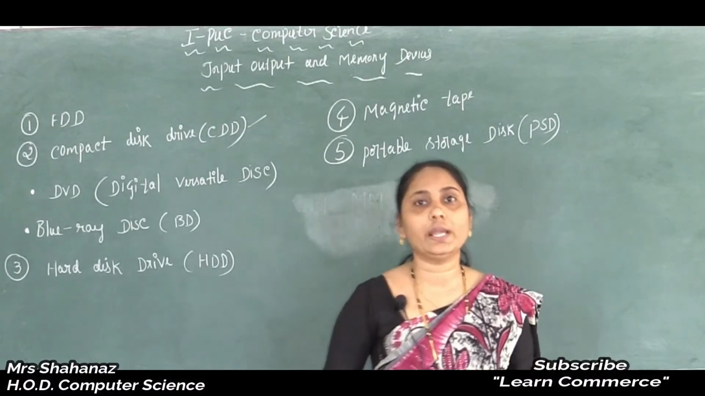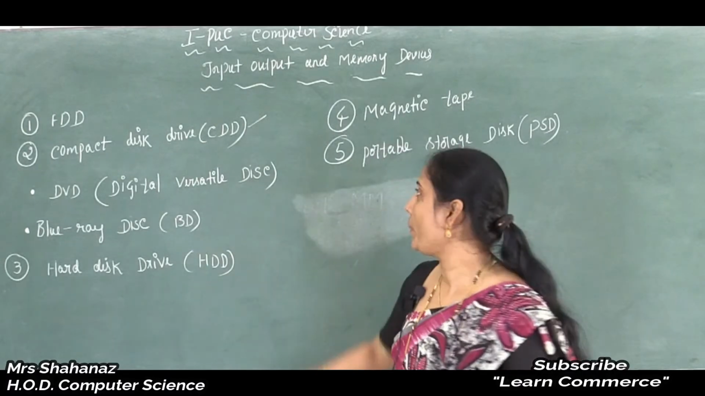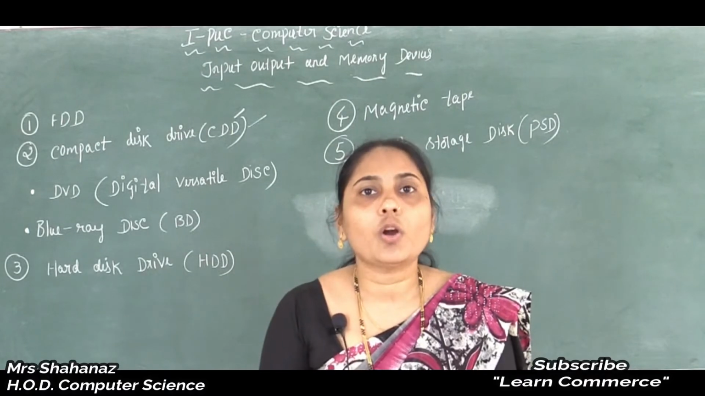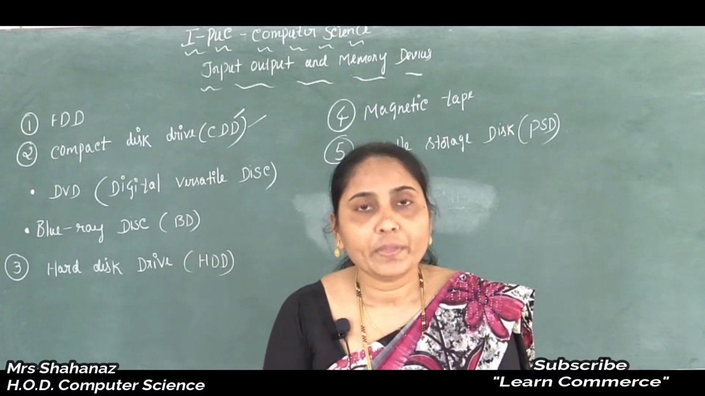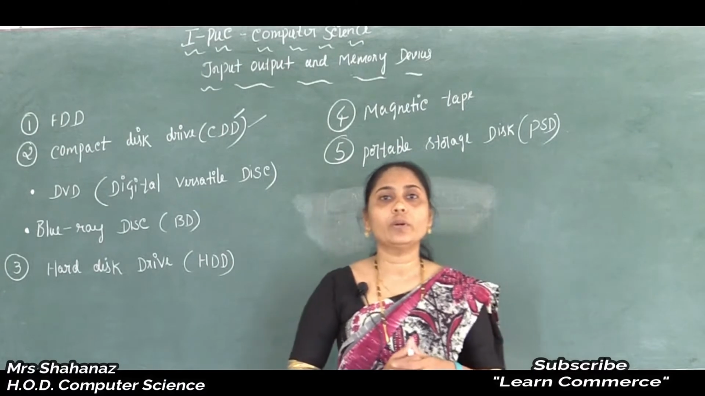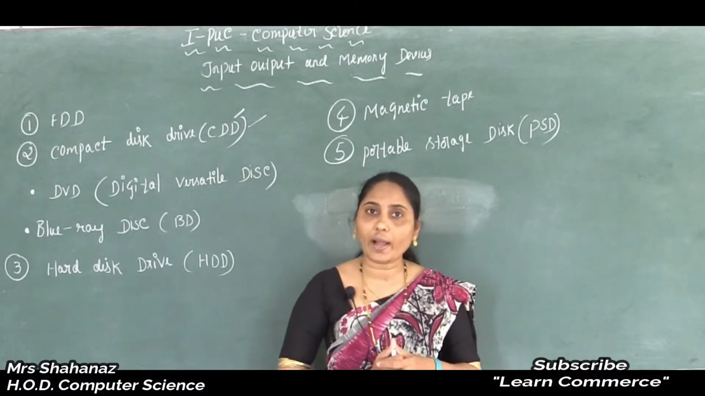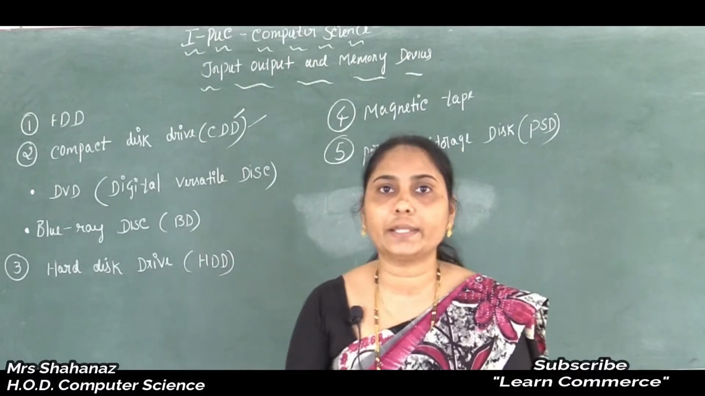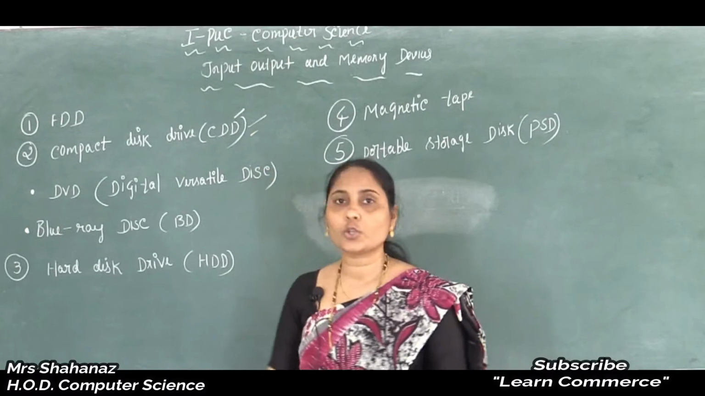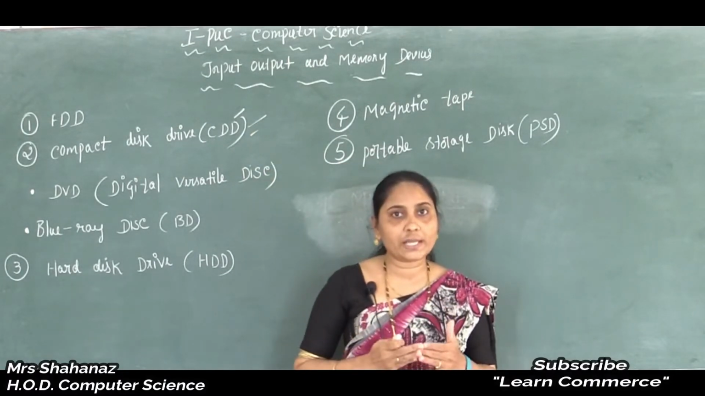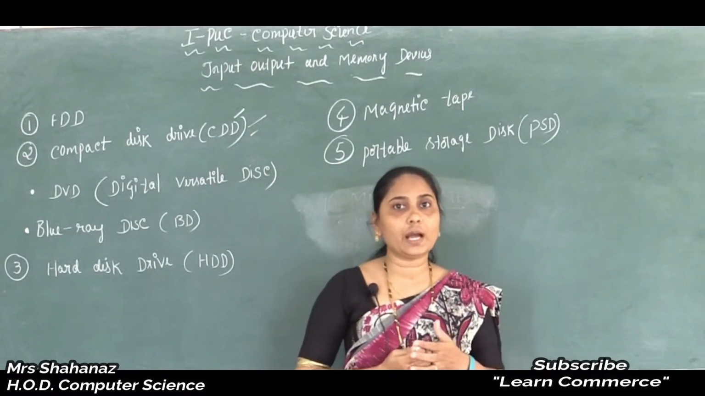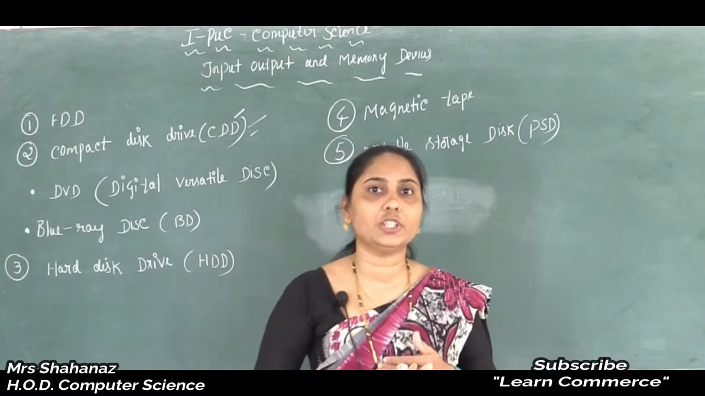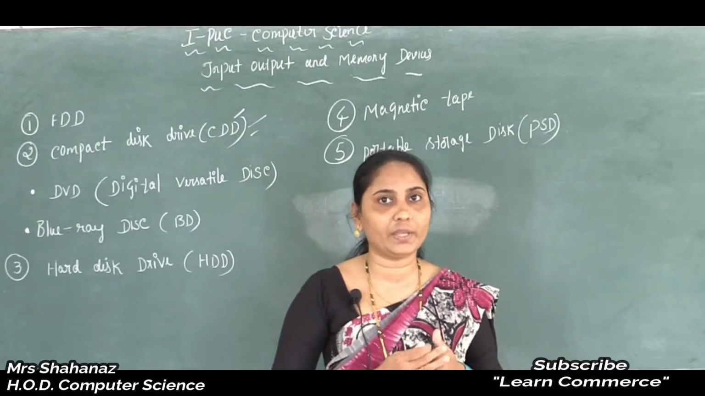The concept is the compact disk drive, also called the CDD. The full form of CDD is compact disk drive. The compact disk drive is a device used to record and read data on this type of disk. So we can say that if you are using a CDD, we can add data into the device, and whatever data we add, we can read from the device.